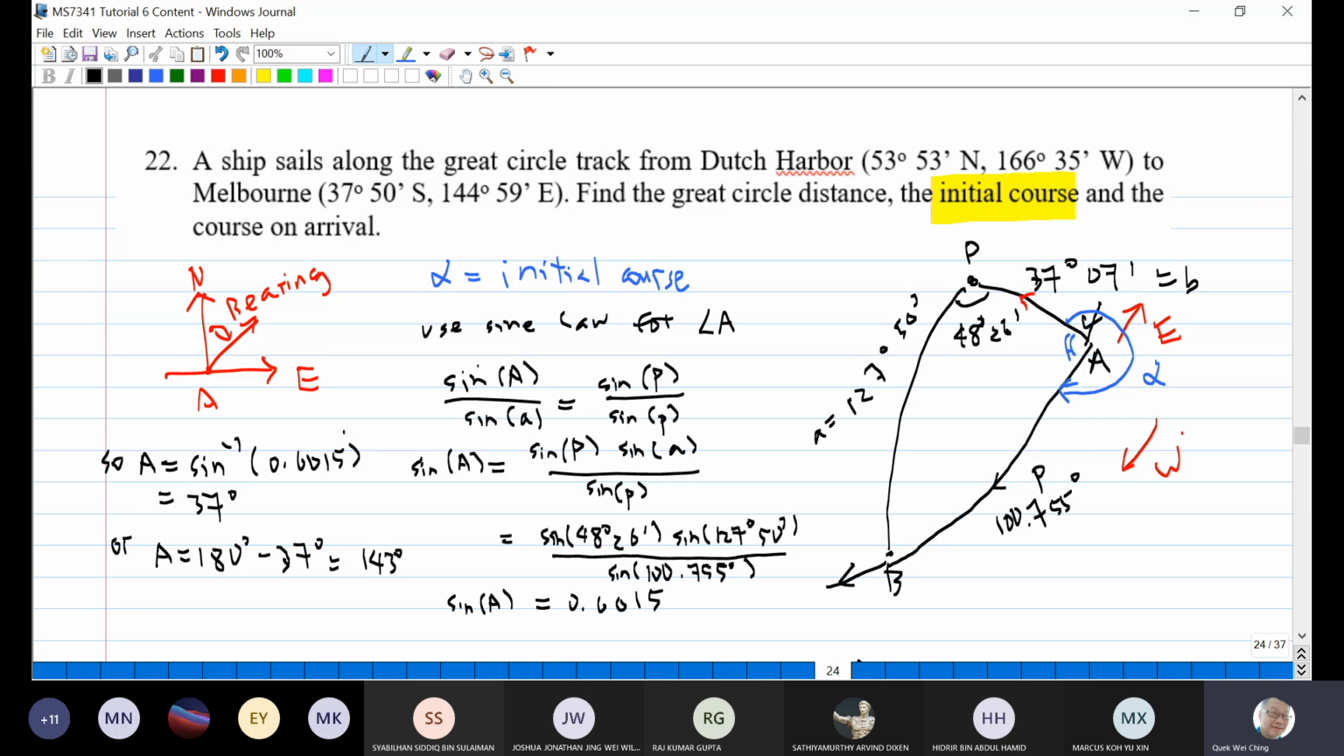Okay, why do we have to reject this one? Because A cannot be so small, right? Because the side opposite A is 127. It's a longer side, so that means A cannot be so small. So A must be 143 degrees. So A is 143 degrees now. So this is 143. Okay, this part is 143 here.